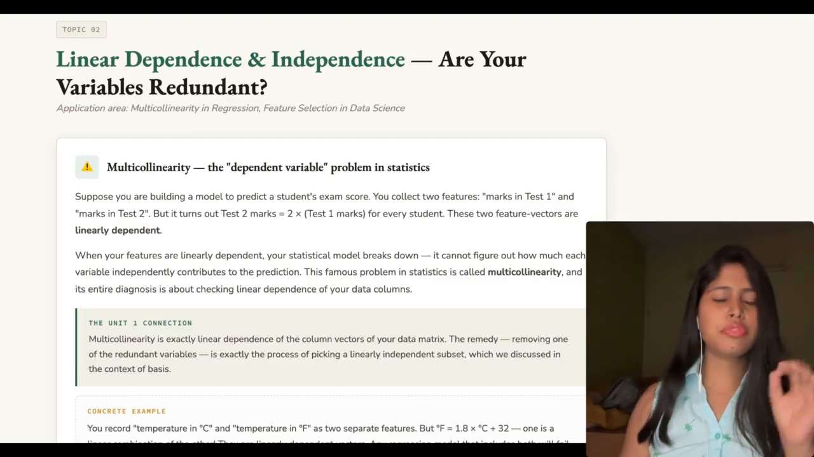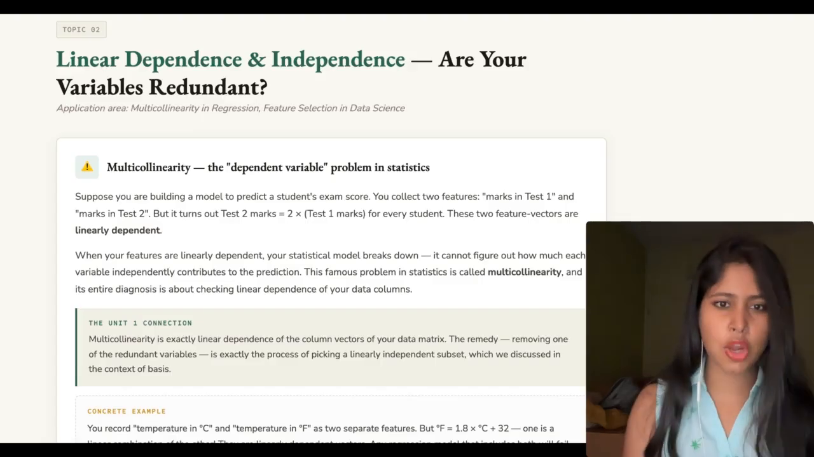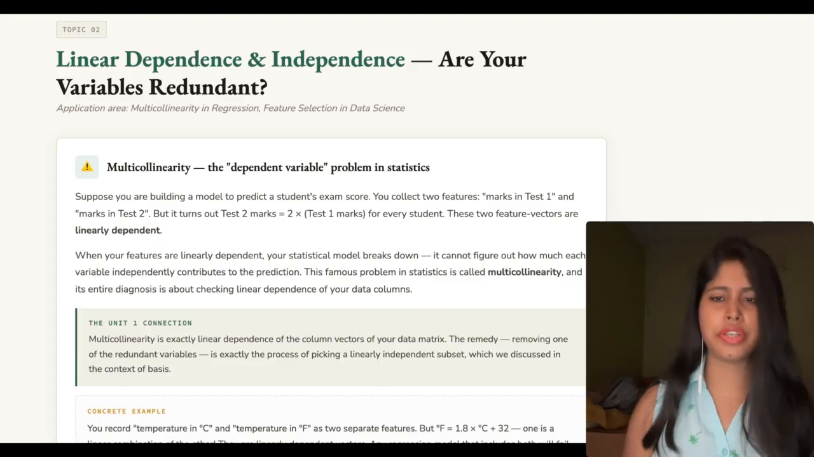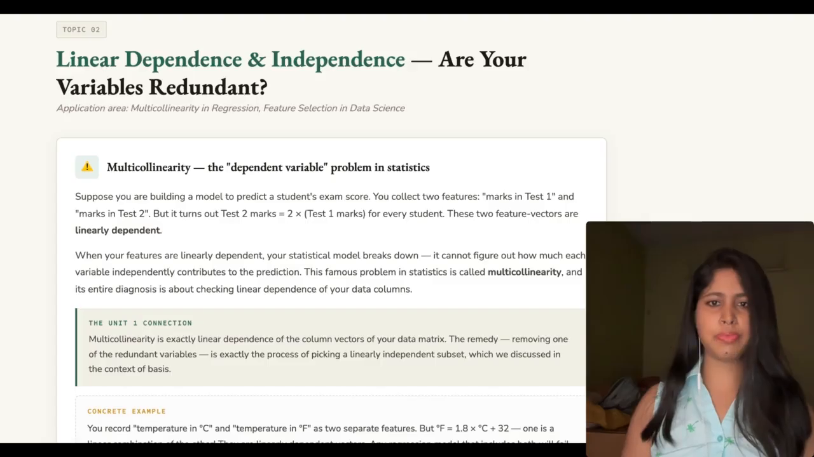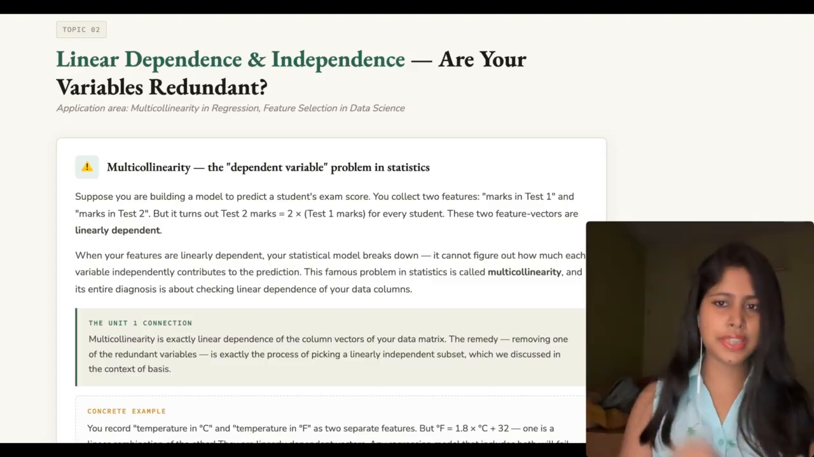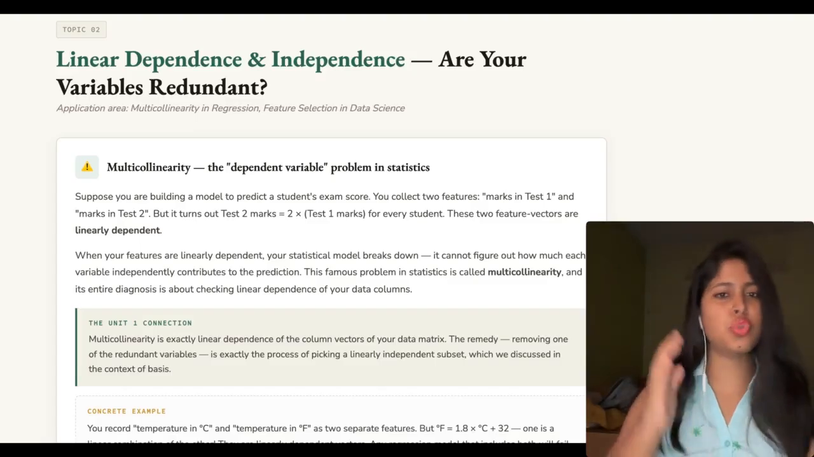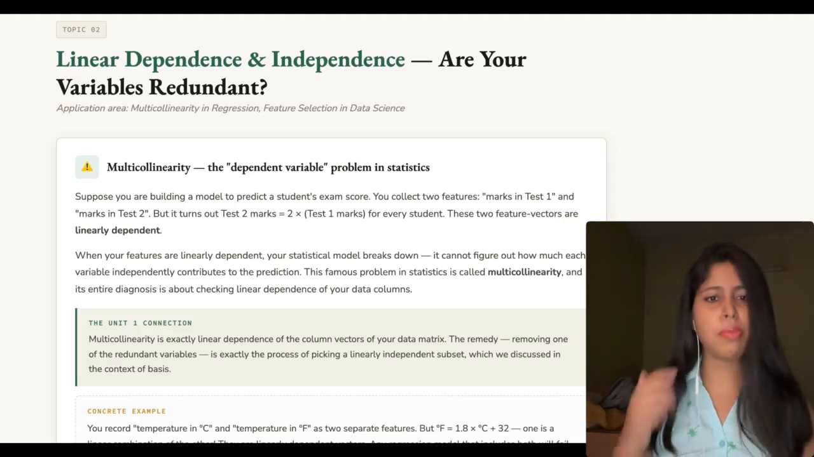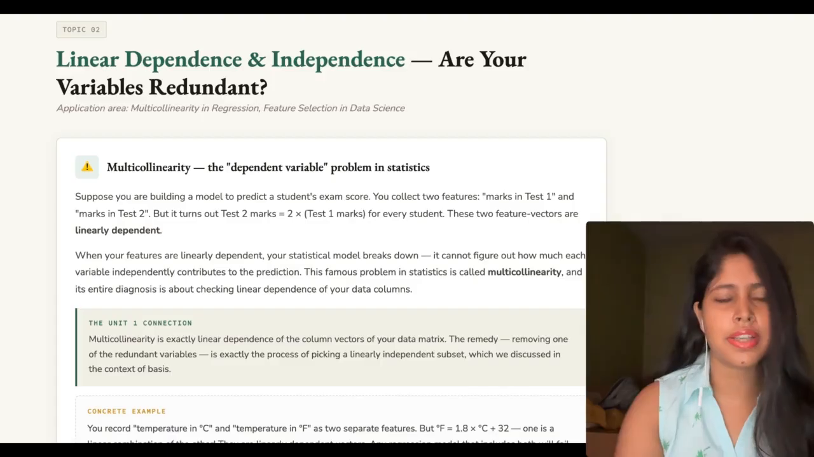Okay, so what is the fix? How do we fix this kind of thing? If we check our model and see that there is this kind of problem, we need to remove one of the dependent variables. It is basically like choosing a linearly independent subset. So from the dependent set we have to choose a linearly independent subset. Then only can we run our regression model nicely. Now here is one more classic example.